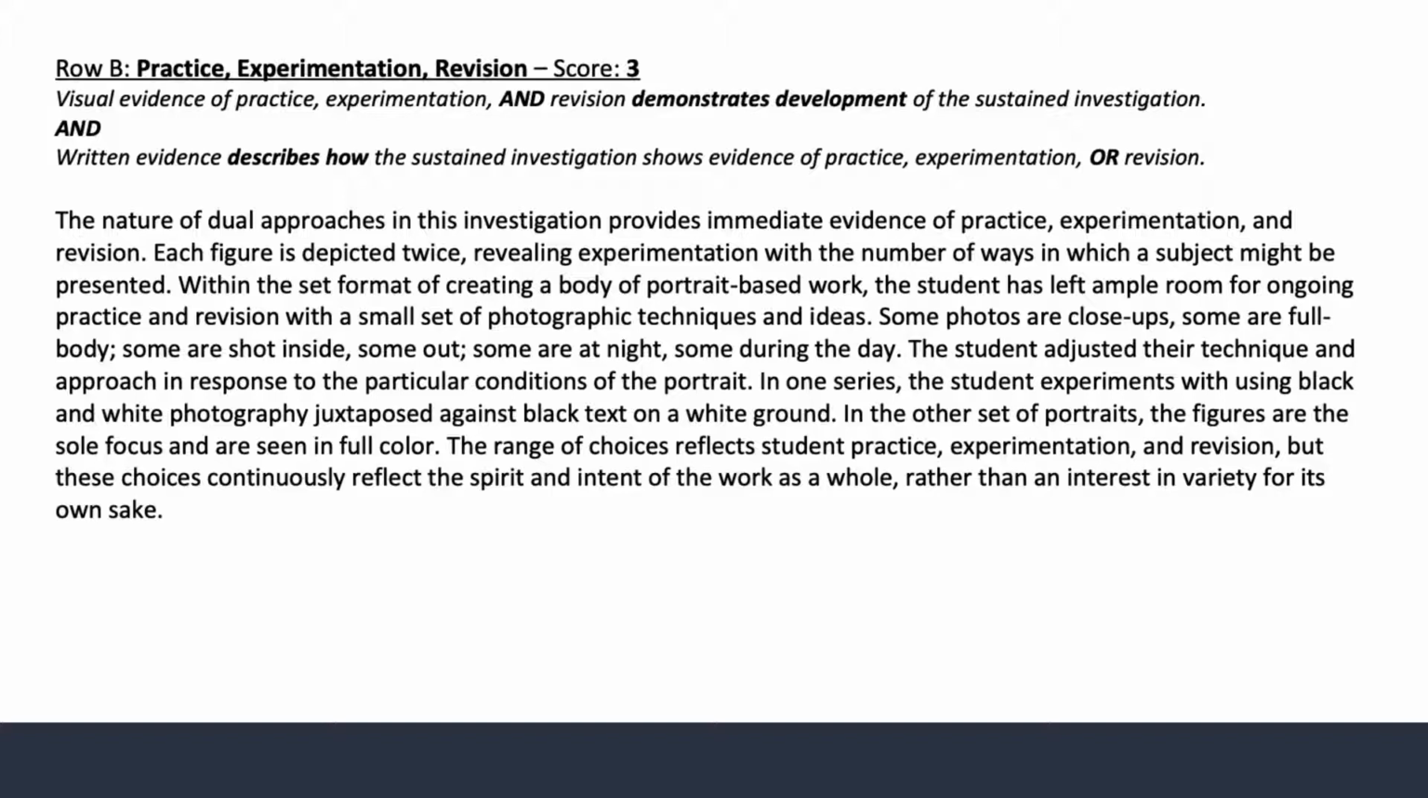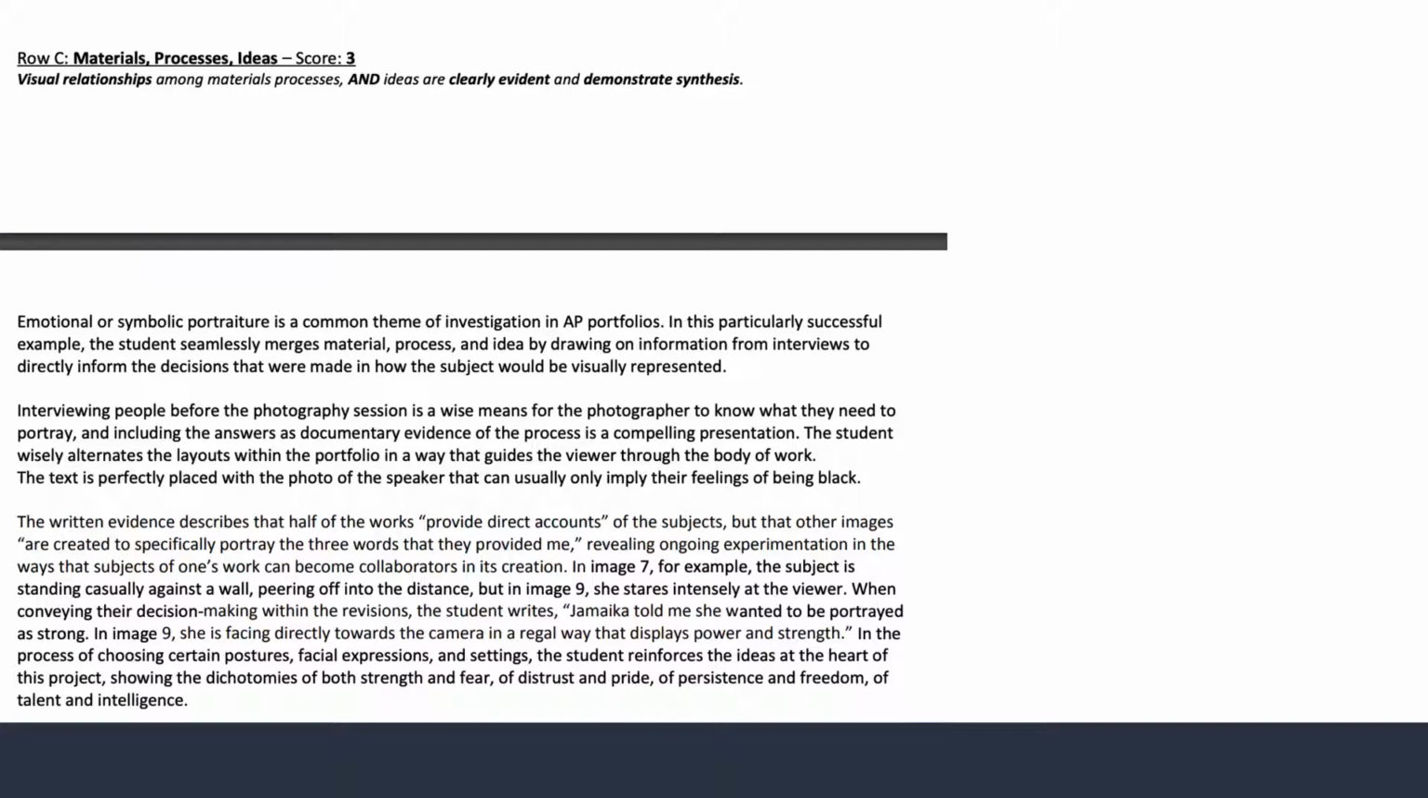In one series, the student experiments with using black and white photography juxtaposed against black text on a white background. In the other set of portraits, the figures are the sole focus and are seen in full color. The range of choices reflects student practice, experimentation, and revision, but those choices continuously reflect the spirit and intent of the work as a whole, rather than an interest in variety for its own sake.